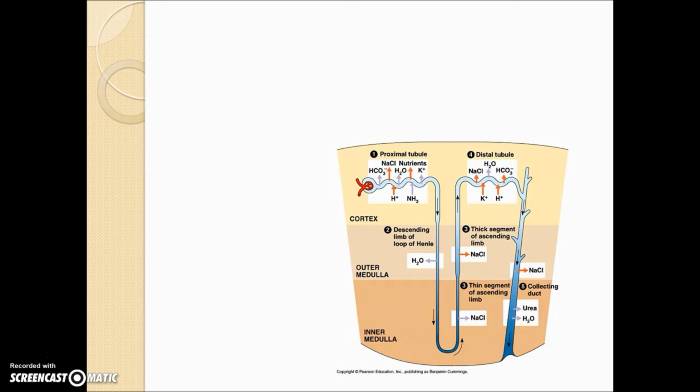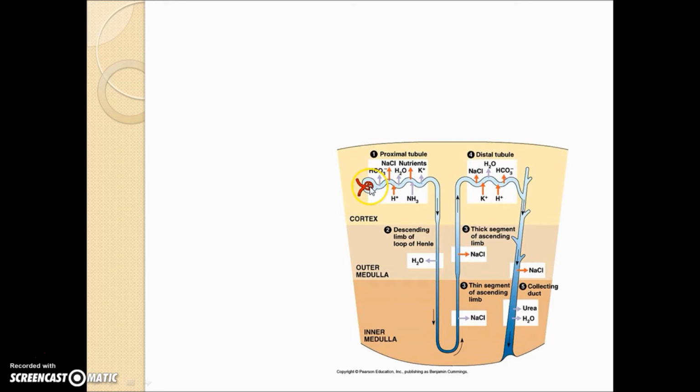So only big size molecules will stay in the blood. This means proteins and red blood cells will stay in the blood, while water, dissolved salts, glucose, urea, uric acid will cross and they will be collected in the renal capsule. Here we are. Okay.